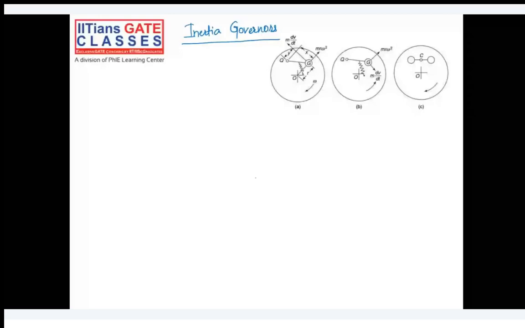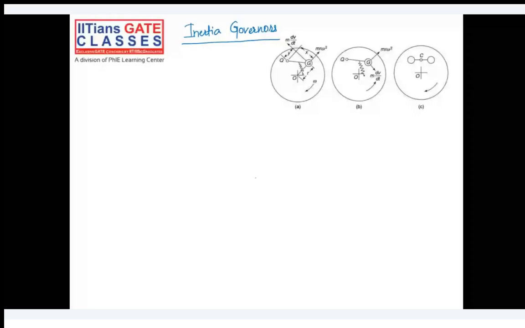Depending on, let's say, a load increased on the system, the system will run at a lower speed, and when the load is less, the system will run at a higher speed. But in order to regulate the speed or keep it in a constant range, we use a governor. So we understood that the flywheel is used for cyclic fluctuation, and the governor is essential whenever different load applications are there.